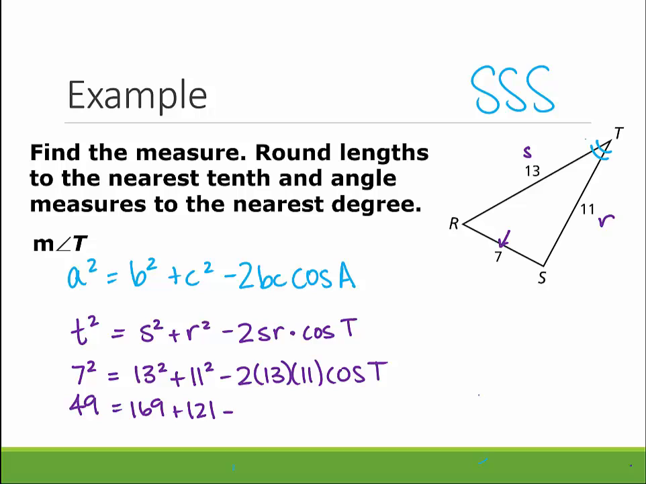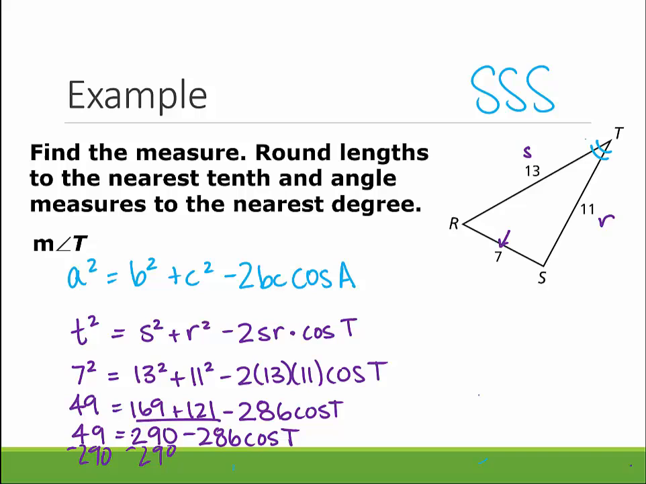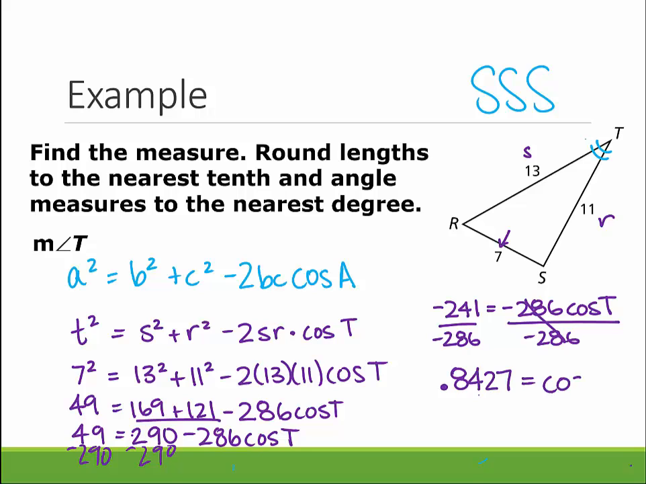And then you do 2 times 13 times 11, which gives you 286. So I'm going to simplify this. 169 plus 121 gives you 290. And remember, I want to get as much done before I have to type anything into my calculator with the cosine button. So I'm going to subtract this 290 from both sides. When you do that, you end up with negative 241 equals negative 286 times the cosine of angle t. And because these are multiplying, we can undo them with division. So divide by negative 286, and you get 0.8427 equals cosine of angle t.